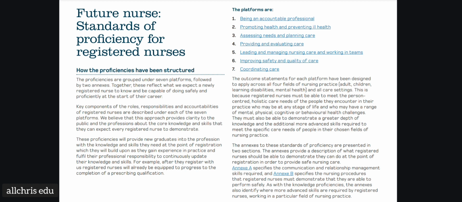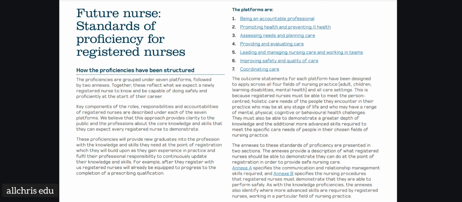These standards, as I told you, are helpful for the future nurses, for the new nurses, so that they can work appropriately. They should know what we expect from them and what they should be doing so that they work appropriately at the starting of their career. Key components of the roles, responsibilities and accountabilities of registered nurses are described under each of the 7 platforms. What is the main motto, the main role, their main responsibility, what are they responsible for? Everything in detail is given under these 7 platforms.